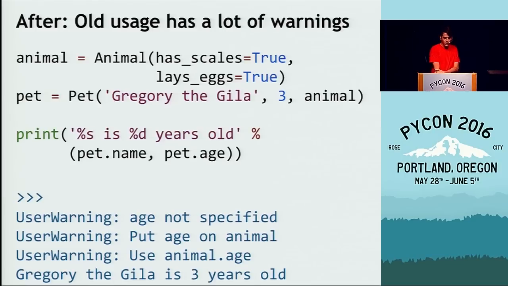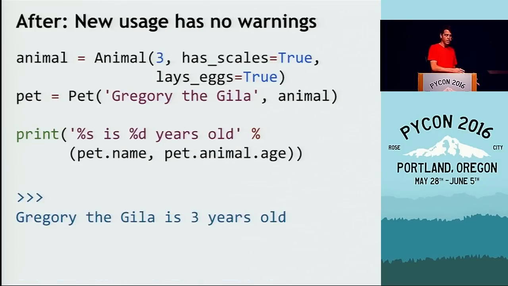And so now we can test this out. We can create an animal class in the old style, where the animal has these attributes, but the age is still on pet. This will issue a ton of warnings. So on the animal class, it issues a warning because you didn't pass age. On the pet class, it issues a warning because you did pass age. And then when you actually print out the age at the bottom here, that also issues a warning because you're accessing the attribute in the wrong place. But it still works. So you can migrate your code one piece at a time. The new usage, on the other hand, doesn't issue any warnings at all. So you pass the age into animal. You access the age property on the animal when you print it out. You don't pass any age into the pet constructor, no problem.